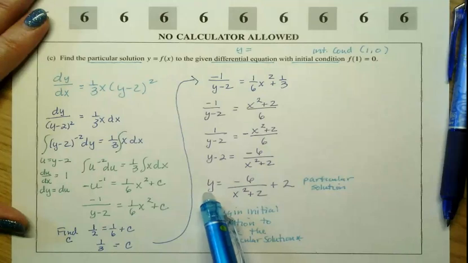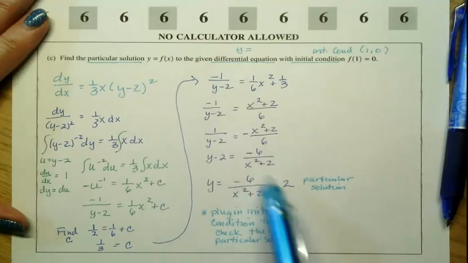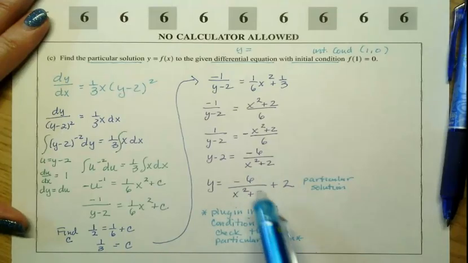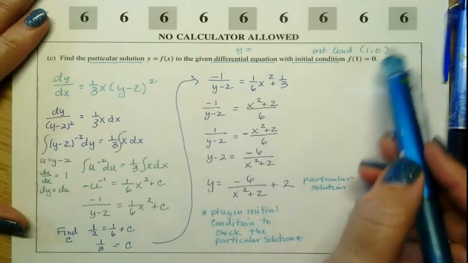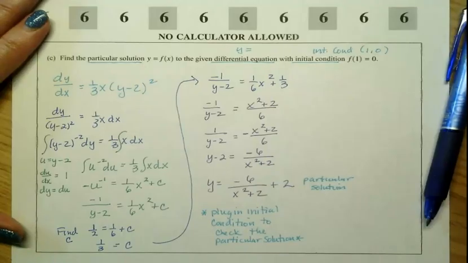So I'm going to say 0 equals, and then I put the 1 in here. So 1 squared is 1 plus 2 is 3. Negative 6 divided by 3 is negative 2. Negative 2 plus 2 does in fact give me that 0. So this should be a viable particular solution. Again, it has to be y equals.